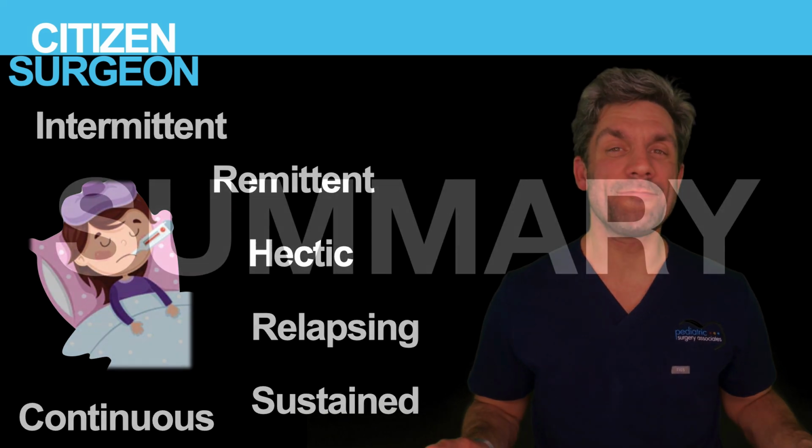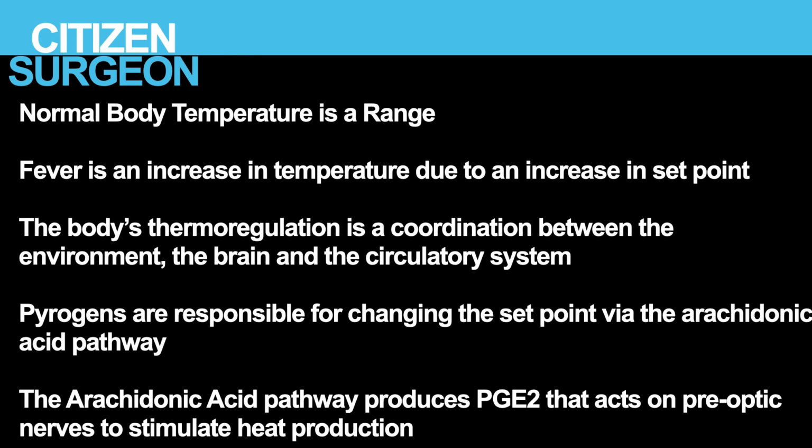All right, we talked a lot about fever today. Let's summarize it all up. Okay, as we talked about with Dr. Wunderlich, normal body temperature is a range, but you can use 98.6 degrees as a normal body temperature and 100.4 degrees Fahrenheit or greater as a fever. Fever is an increase in temperature due to an increase in set point. If you just have an increase in temperature due to too much heat gain or not enough heat loss, then that's called hyperthermia, and these two are different. The body's thermoregulation, remember, this is a coordination between the environment, the brain, and the circulatory system.